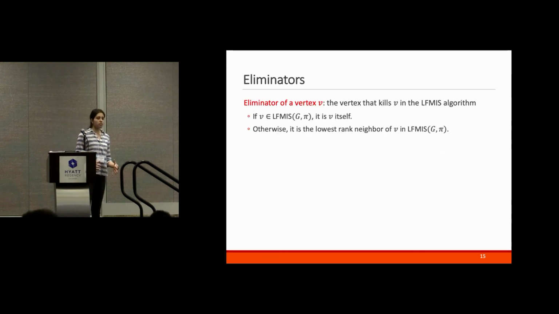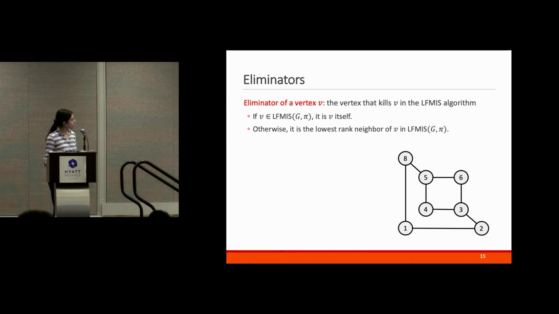To overcome this issue, we start by defining an eliminator for each vertex, which is the vertex that kills this vertex in the LFMIS algorithm that I mentioned. How does that work? Here, for example, when I add 1 to the MIS, it will be the eliminator of itself, 2, and 8. 3 will be the eliminator of itself, 4, and 6, and 5 is only its own eliminator.